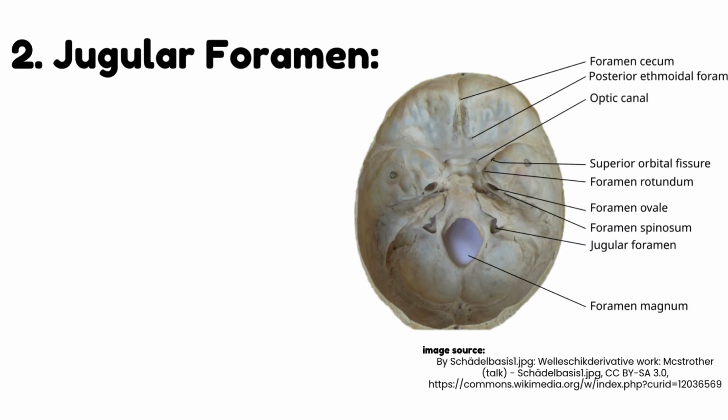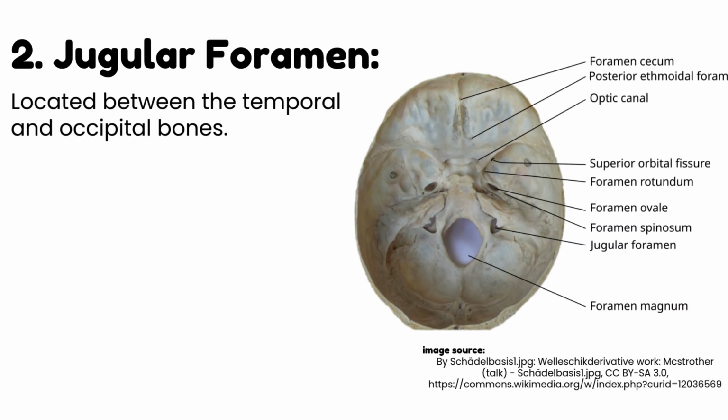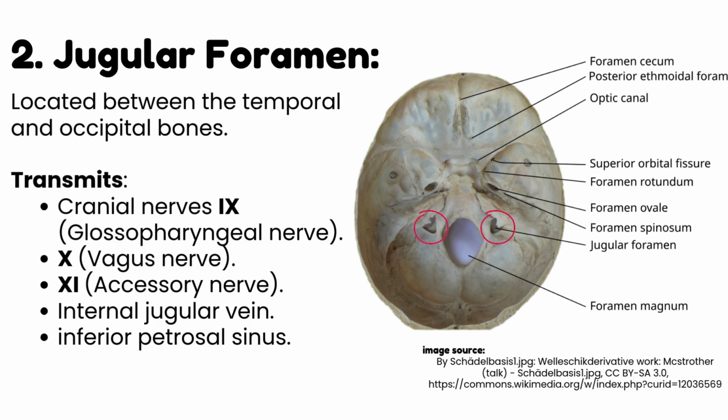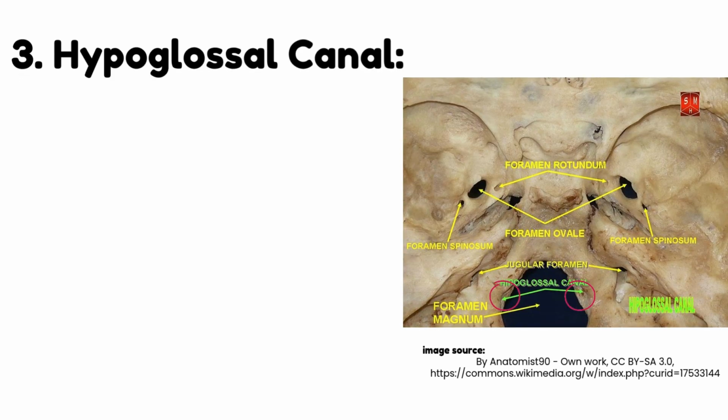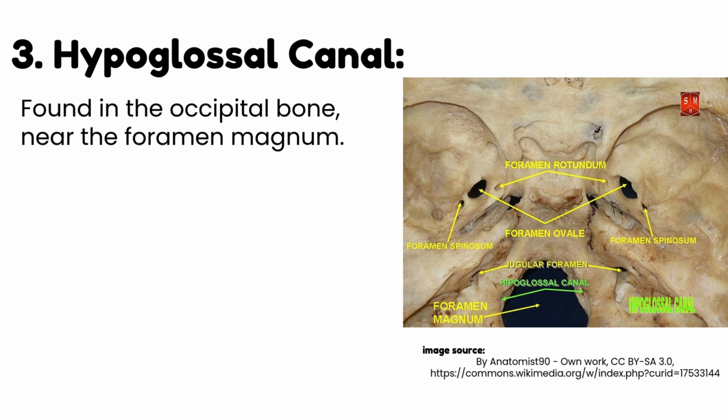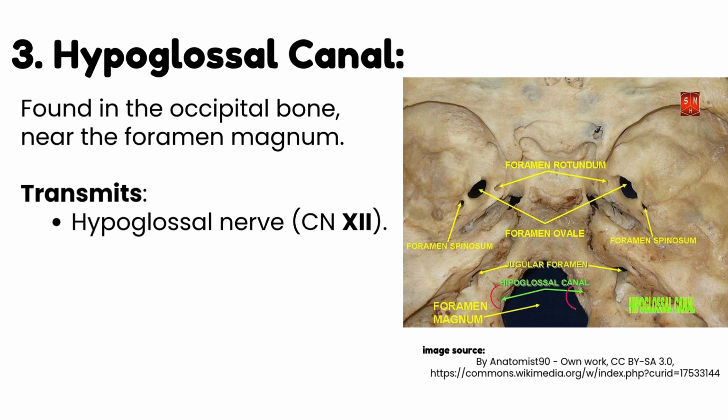Number 2. Jugular foramen. It is located between the temporal and occipital bones. It transmits cranial nerve 9, glossopharyngeal nerve, cranial nerve 10, vagus nerve, cranial nerve 11, accessory nerve, internal jugular vein, and inferior petrosal sinus. Number 3. Hypoglossal canal. It is found in the occipital bone, near the foramen magnum. It transmits the hypoglossal nerve, cranial nerve 12.